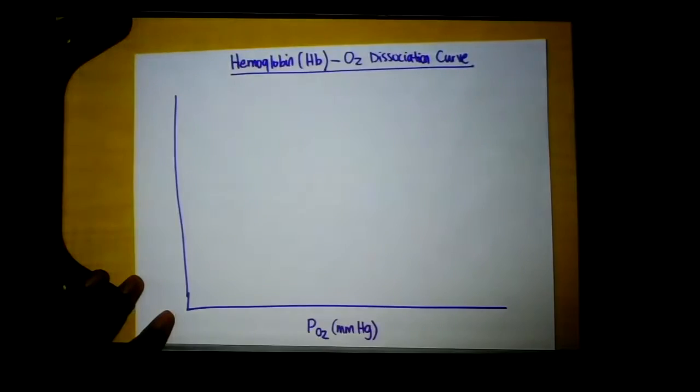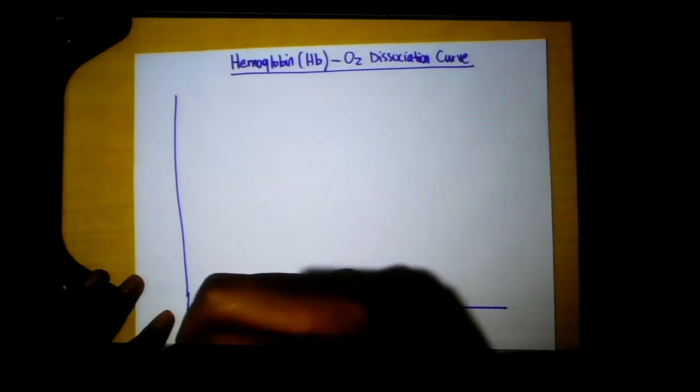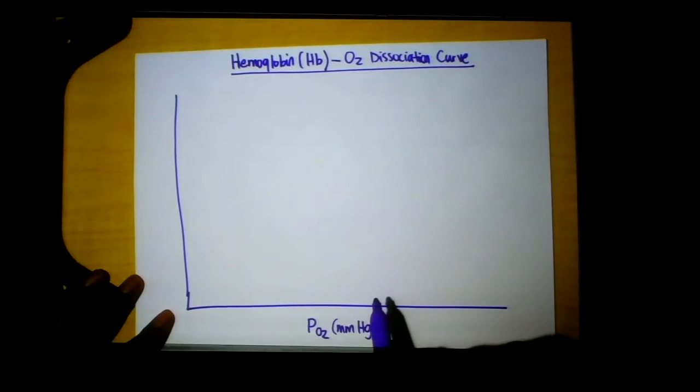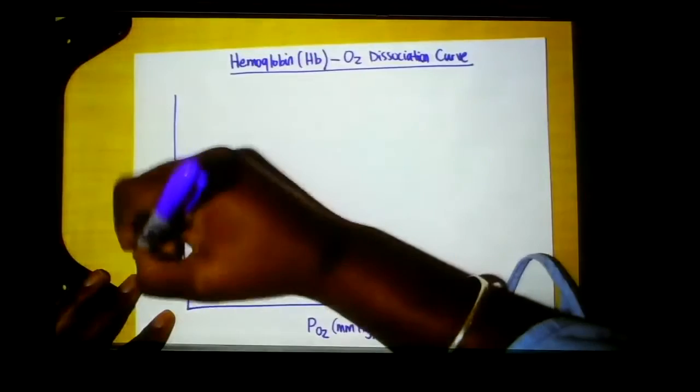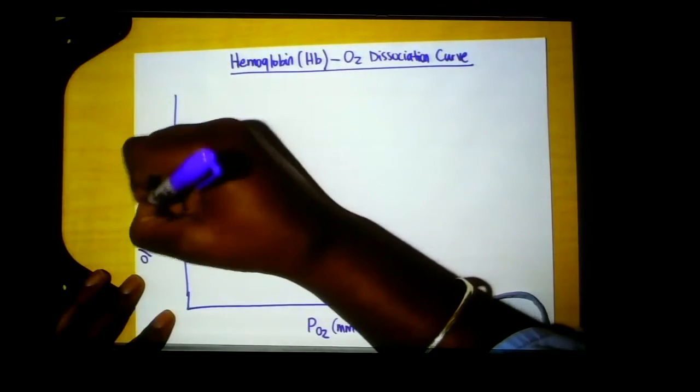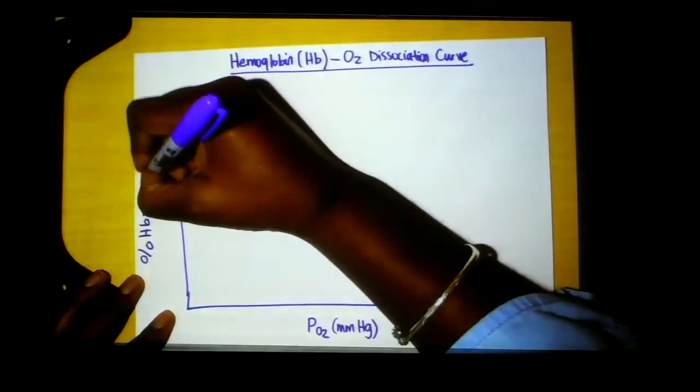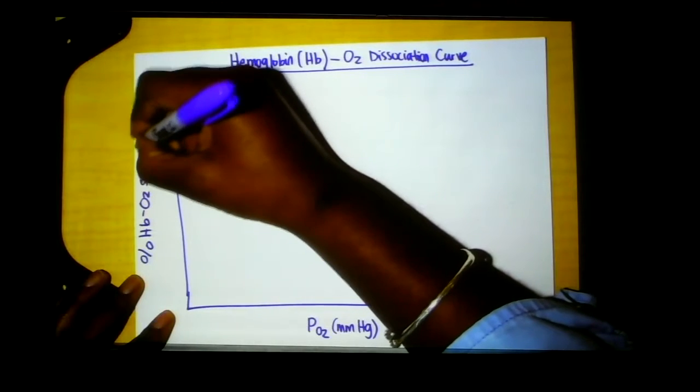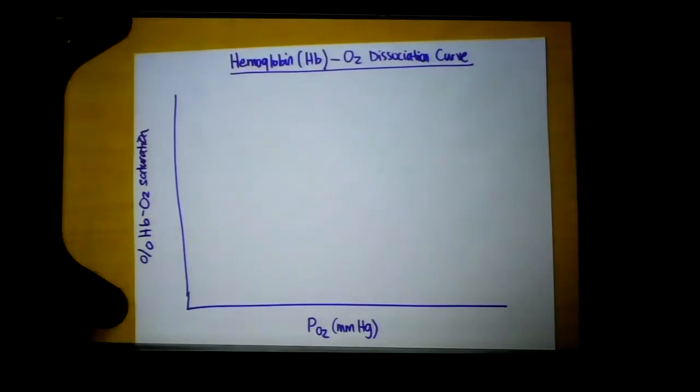On the x-axis, did I say on the left? I meant on the x. On the y-axis, sorry, we've got the percent hemoglobin oxygen saturation. And all that means is how many of those 4 oxygens are bound to hemoglobin.